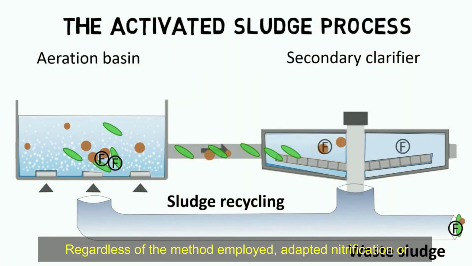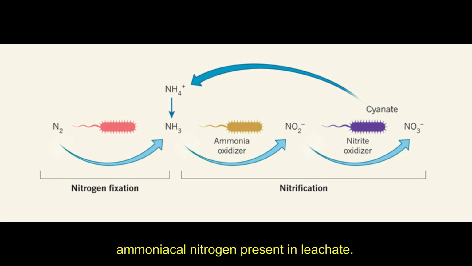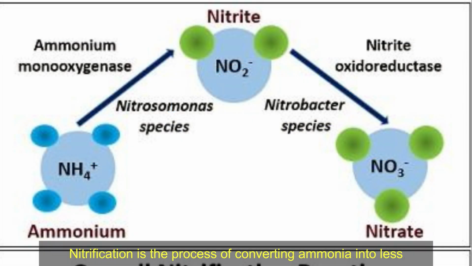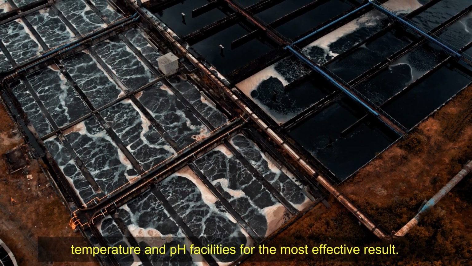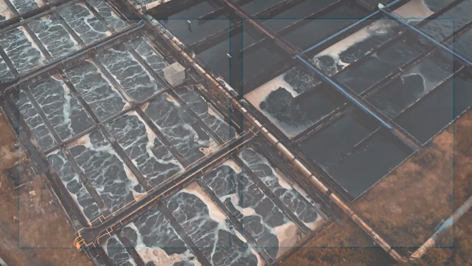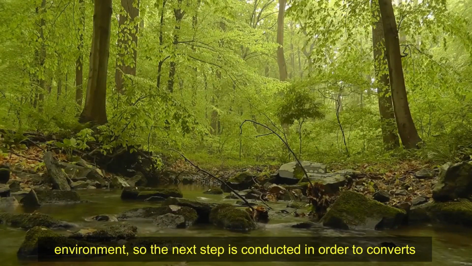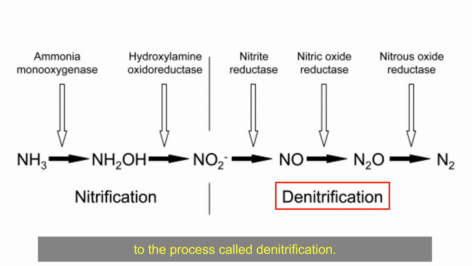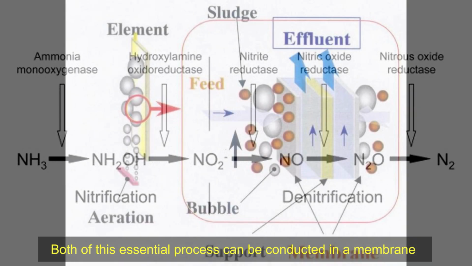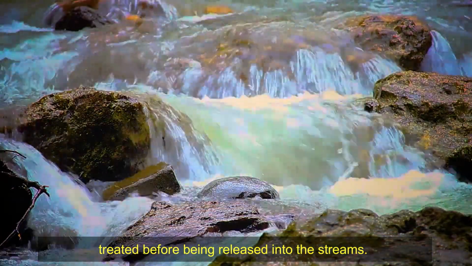Therefore, the primary technologies employed to remove ammoniacal nitrogen today are activated sludge techniques. Regardless of the method employed, adapted nitrifying bacteria can successfully remove the majority of the ammoniacal nitrogen present in leachate. Nitrification is the process of converting ammonia into less toxic nitrites and nitrates by nitrifying bacteria. This process should be carried out in aerated facilities with controlled temperature and pH for the most effective result. However, nitrites and nitrates are still undesirable in the environment, so the next step converts nitrates into nitrogen, which is released into the atmosphere through a process called denitrification. Both essential processes can be conducted in a membrane bioreactor, MBR, that allows the landfill's leachate to be treated before being released into the streams.